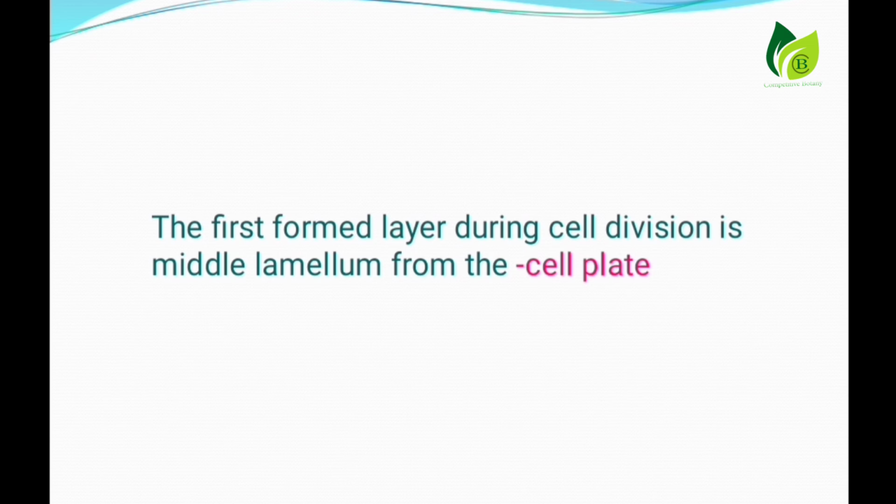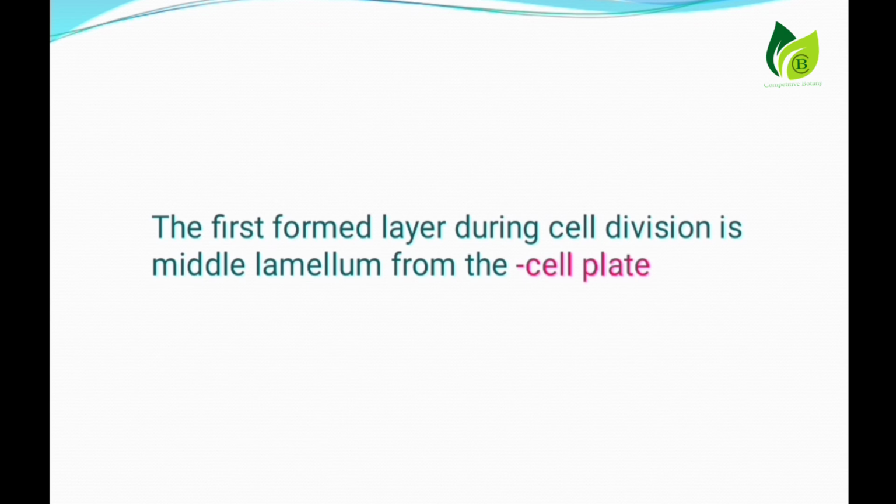Next. The first formed layer during cell division is the middle lamella. It originates from the cell plate. The answer is cell plate. Middle lamella is like a cementing substance. I have already told you, it is present between two primary cell walls. That means between two adjacent cells, it is a cement-like or glue-like substance.